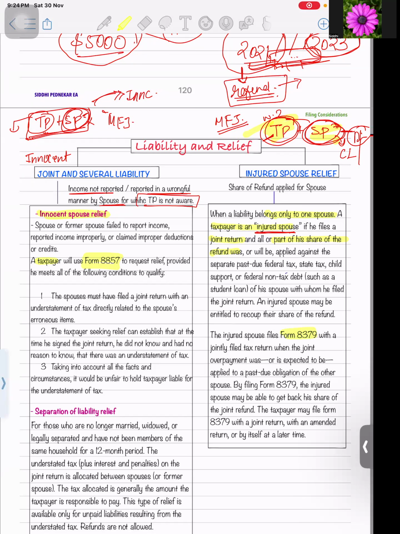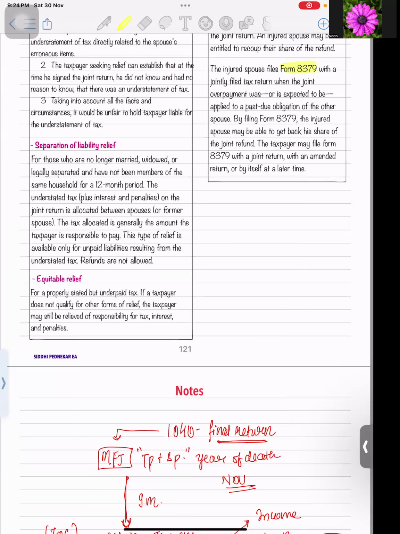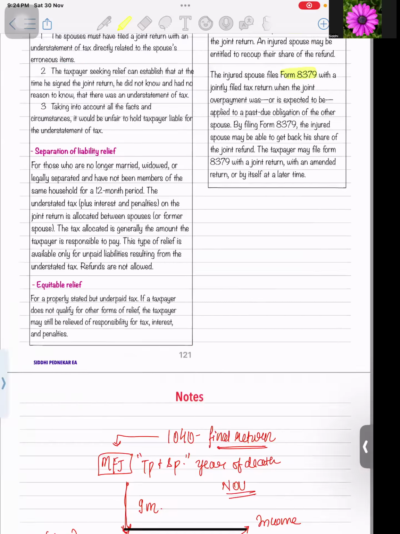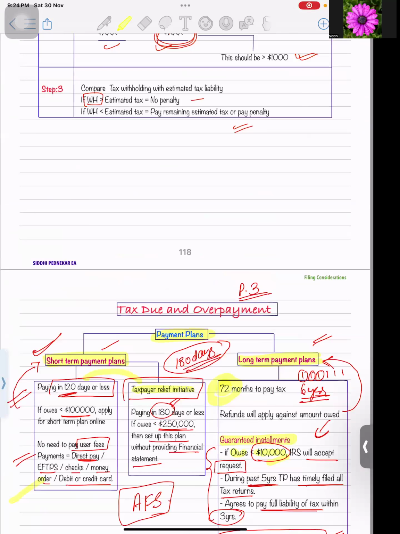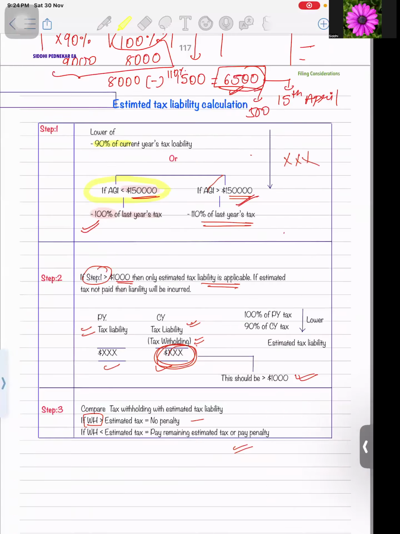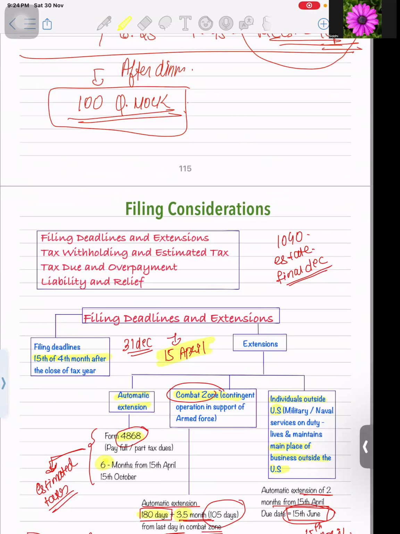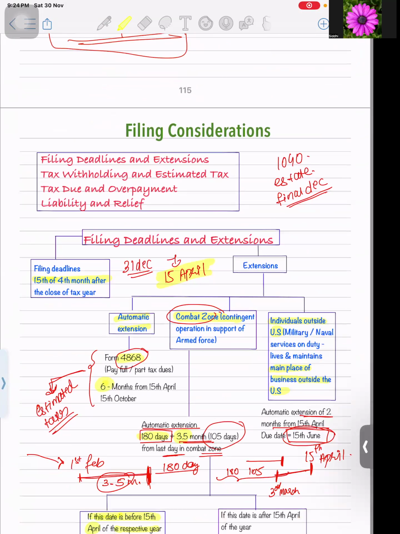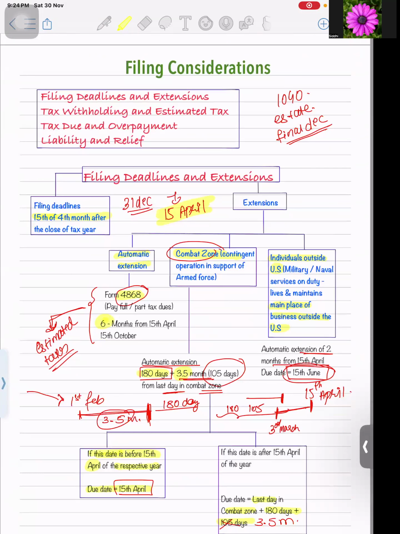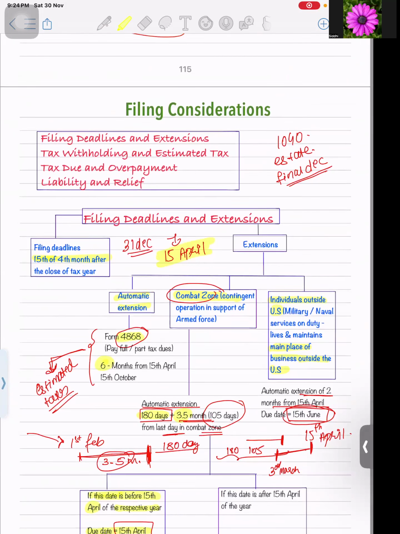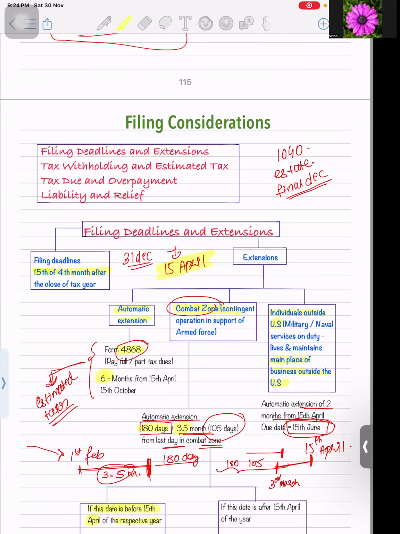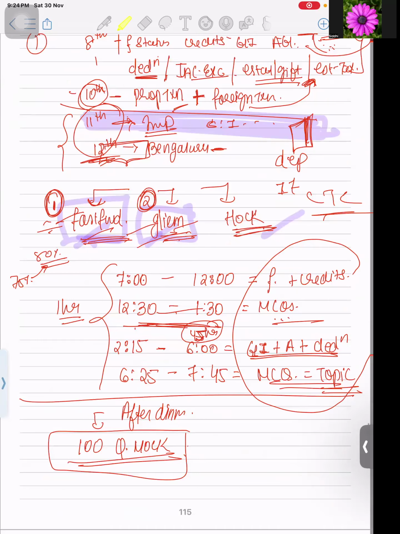If you guys have any doubt, question, just let me know on this topic, liabilities relief. Okay, filing consideration is done. Any doubt? Anyone in this topic? Okay. All right. So we'll just start in a few minutes. I have one more session to complete. I'll just quickly complete that session. Till then, you guys can just revise, come up with the queries.